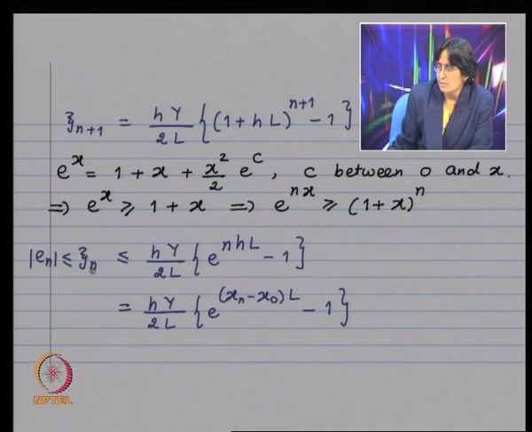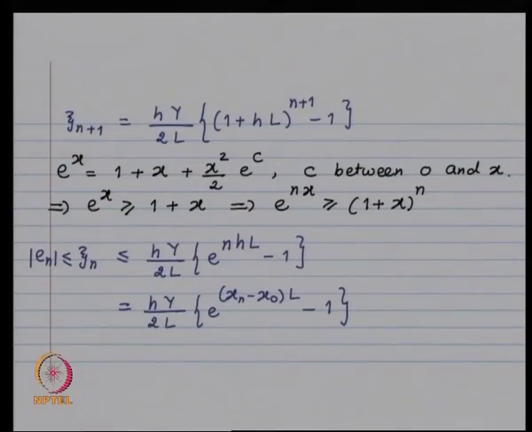Now, mod e n is less than or equal to h y upon 2 l e raised to n h l minus 1. So, n h is nothing but x n minus x 0. So, you get h y upon 2 l e raised to x n minus x 0 into l minus 1. So, we have now proved that the error in the Euler's method is less than or equal to constant times h.